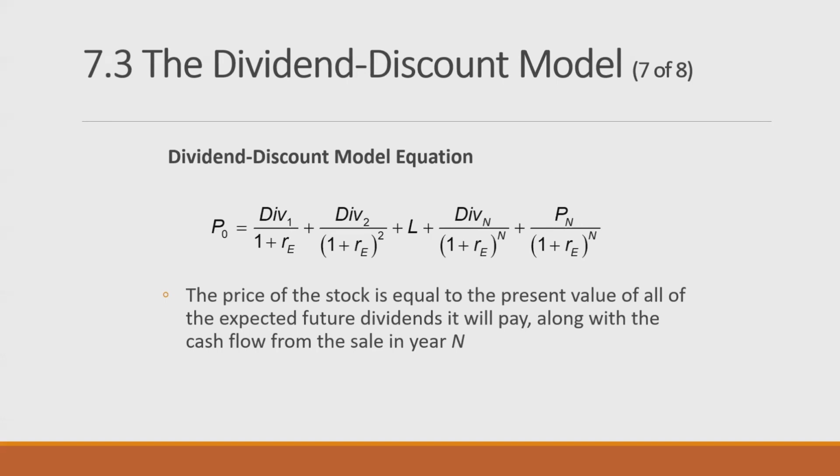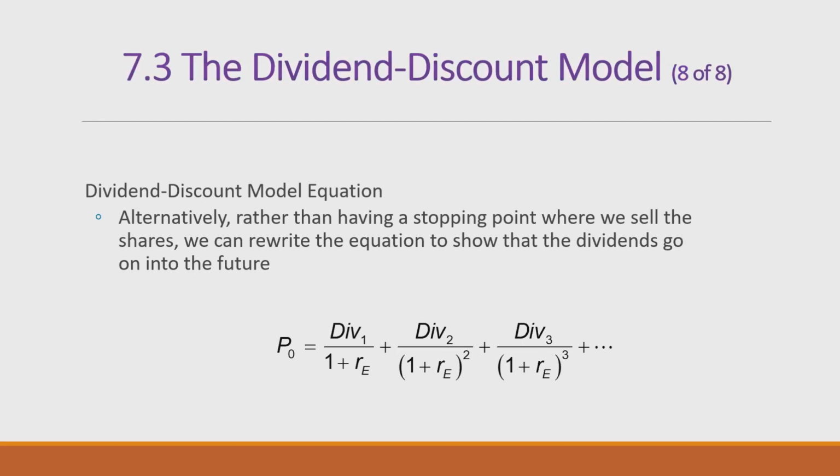And here on this screen, you'll see that the price of the stock is equal to the present value of all of the expected future dividends it will pay, along with the cash flow from the sale in year N. Alternatively, rather than having a stopping point where we sell the shares, we can rewrite the equation to show that the dividends go on into the future. And there's a formula that you see.